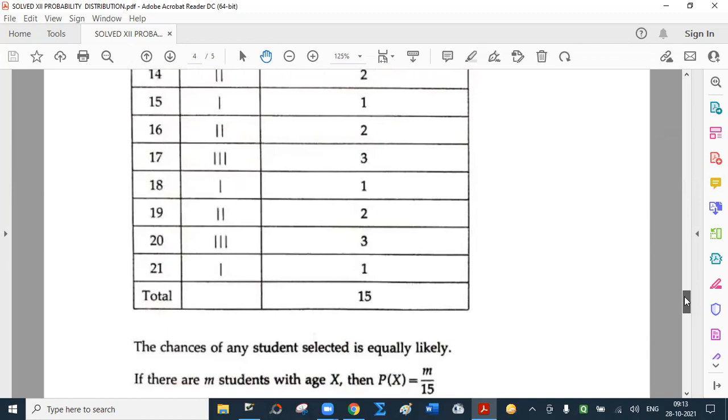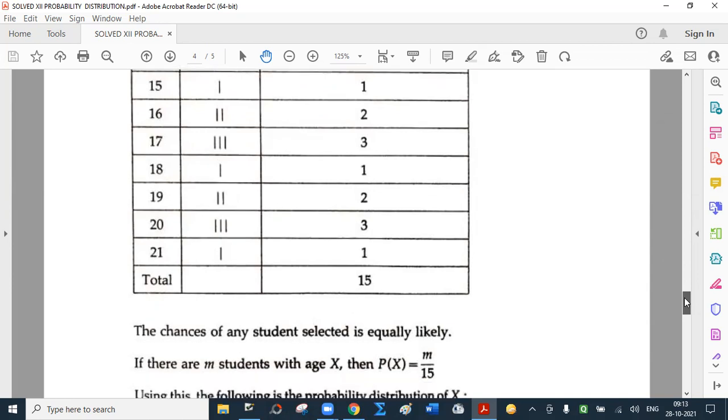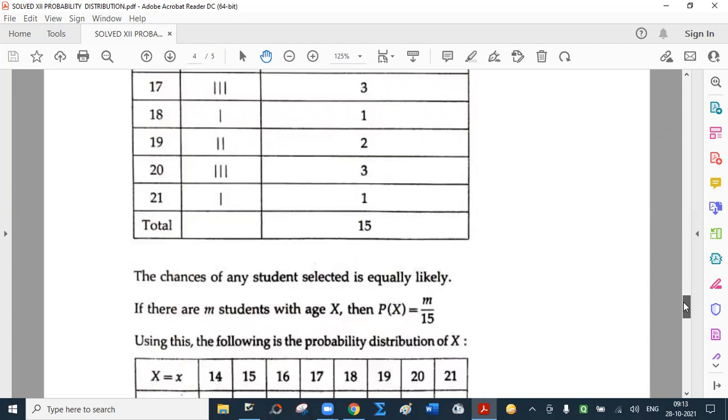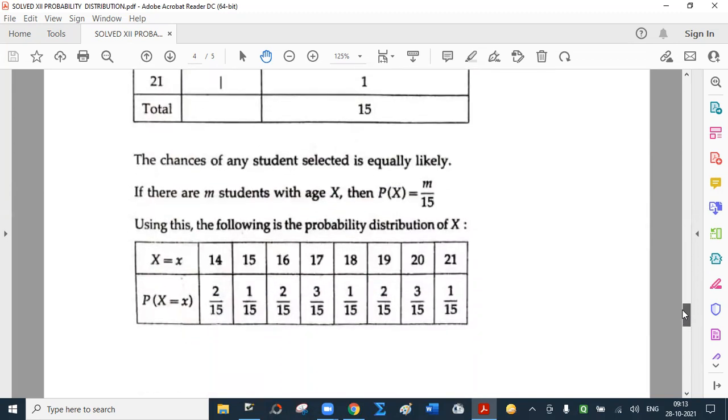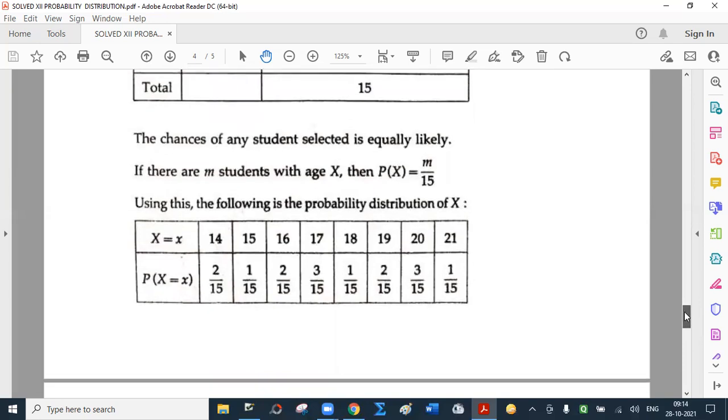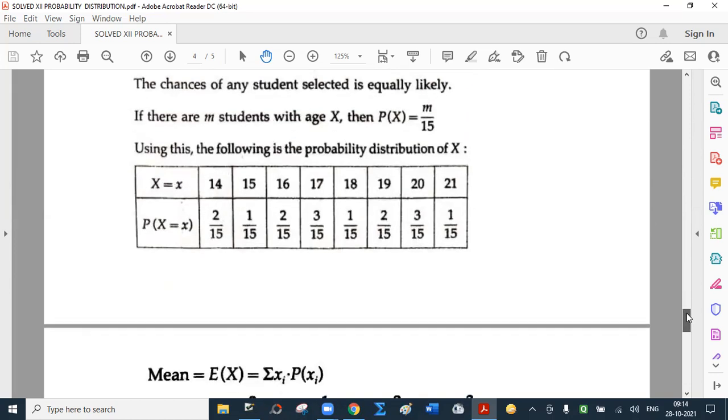Now the chance of any student being selected is equally likely. If there are m students with age X, then what is P of X? M upon 15, right? So using this, the following is the probability distribution of X. The value of the random variable is 14. Out of 15, 2 are in favor. So 2 by 15. Then 1 by 15, 2 by 15 and so on. Once you write this, the next part is a simple one.